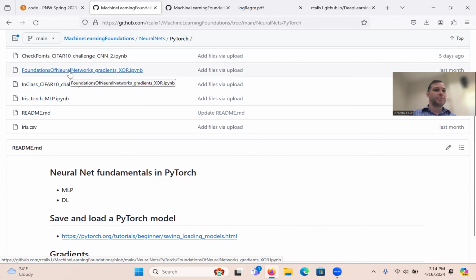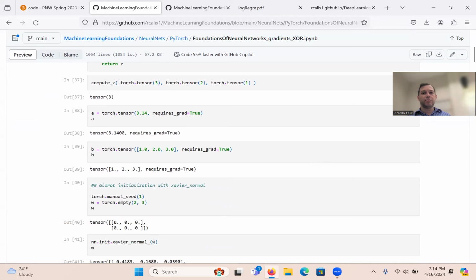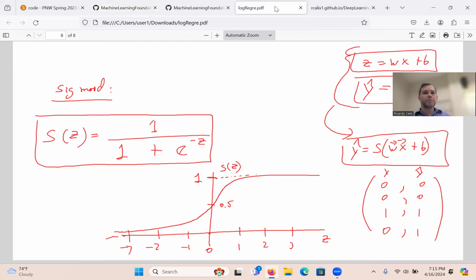This one, Foundations of Neural Networks, Gradients and XOR, is one of the scripts. This works fine, but in the interest of time, I'm only going to talk about it and you guys can run it on your own. So this is one. I'll talk a little bit about it, and then I have the other one. I think I can close this.